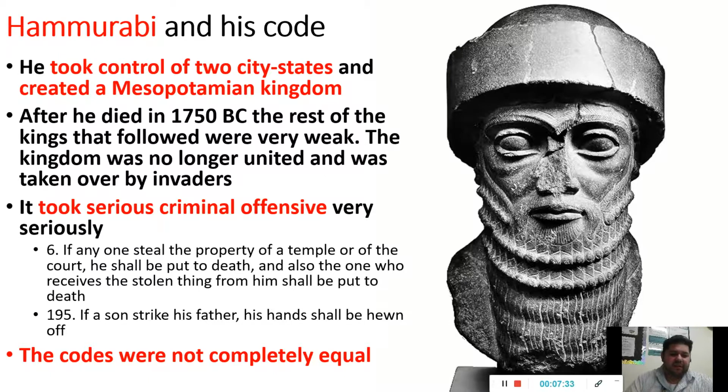And one of the things he did was he created a series of laws. All right. And they took serious criminal offenses. There were some swift punishments. So, of all of his lists, I think there's like 200 something laws that they created. Number six: if anyone steals the property of a temple, like church, temple place, or a court, he shall be put to death, and also the one who receives the stolen goods from him shall be put to death.